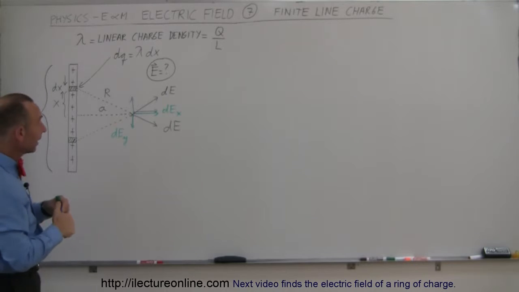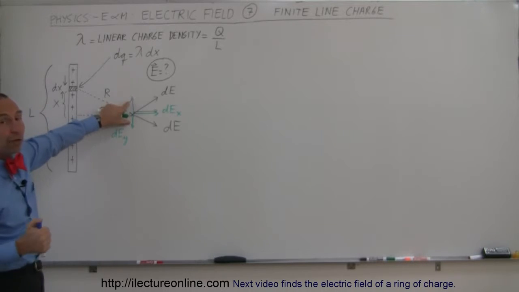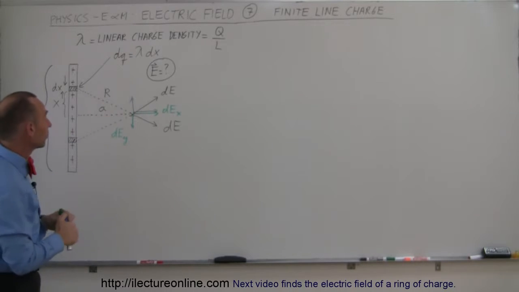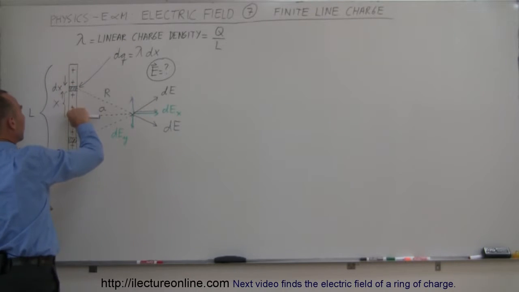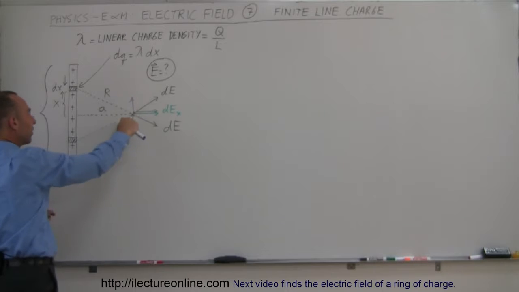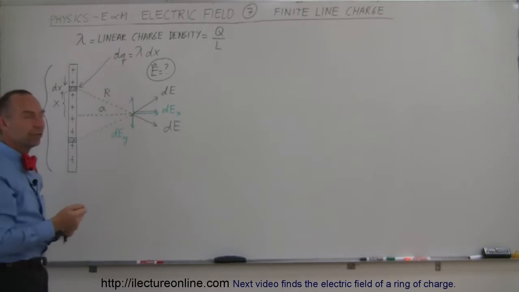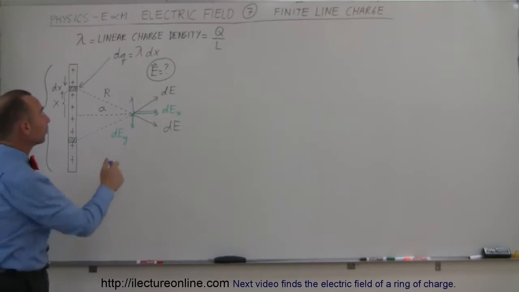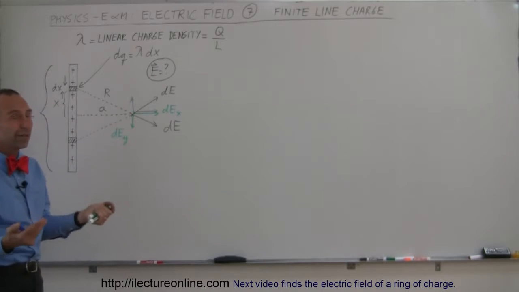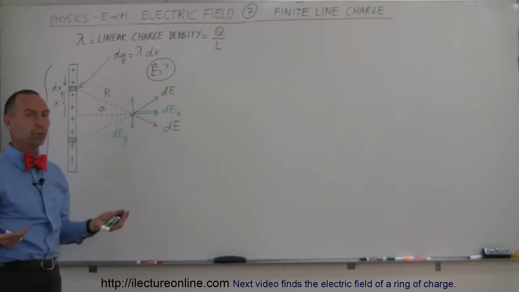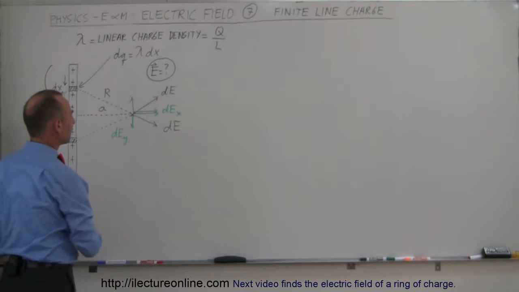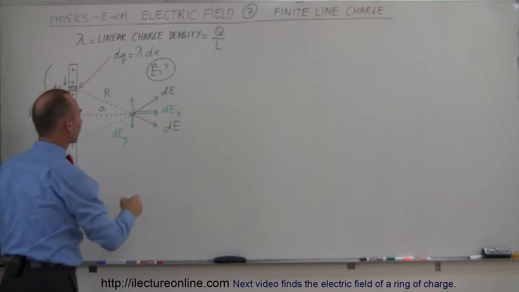You can then see that these two will be equal in magnitude and opposite in direction, so they will cancel each other out. For every little segment above the line, I will have another segment below the line that cancels out, at least in the vertical direction, and the only components that will be additive will be the horizontal components. So the only thing I have to do is add up all the horizontal components and forget about the vertical ones, because they will cancel out anyway. So how do I find the dEx?